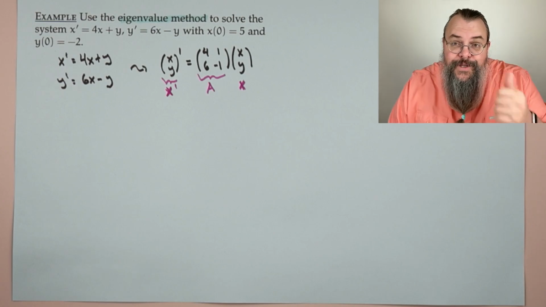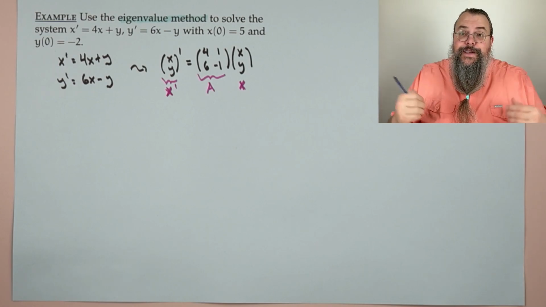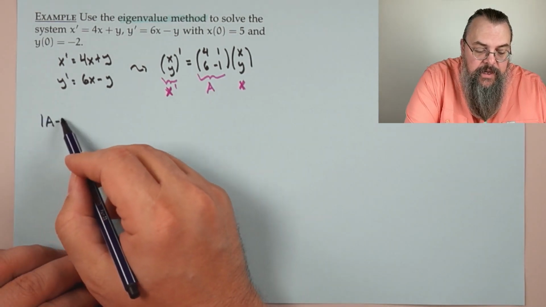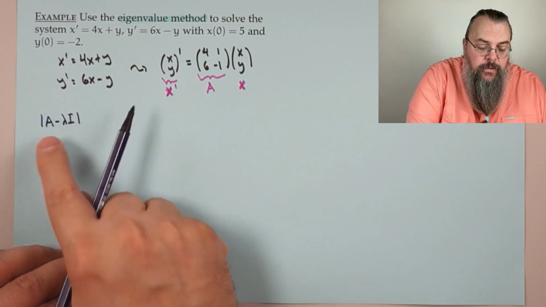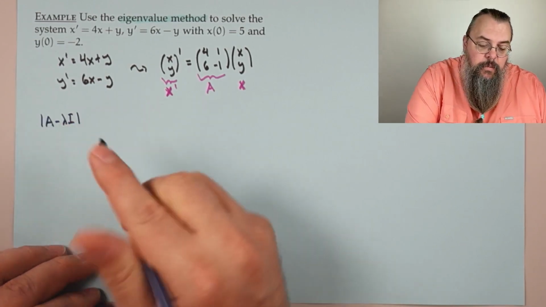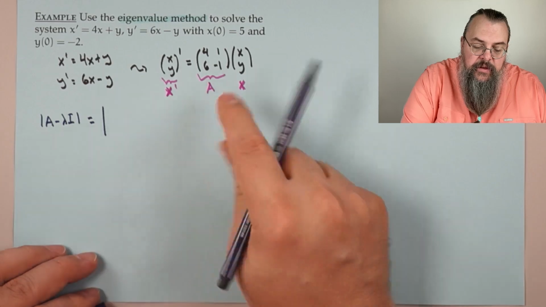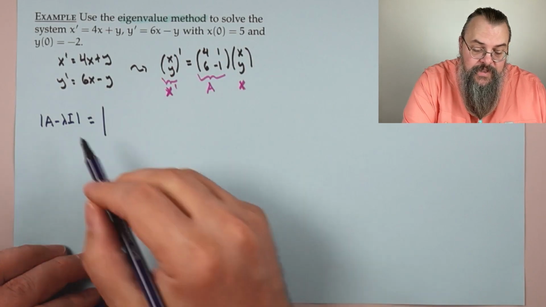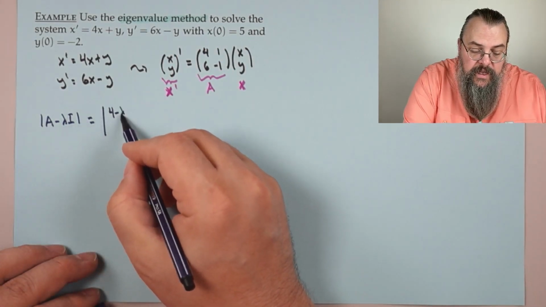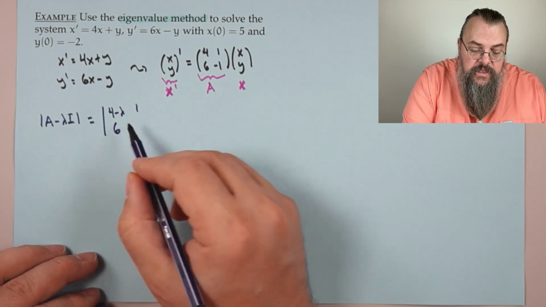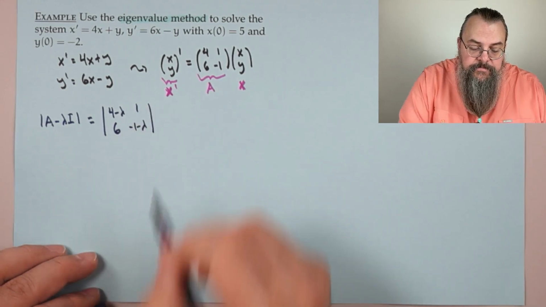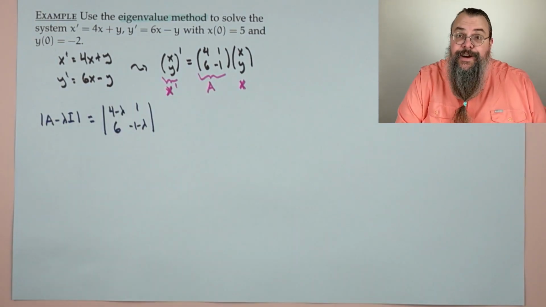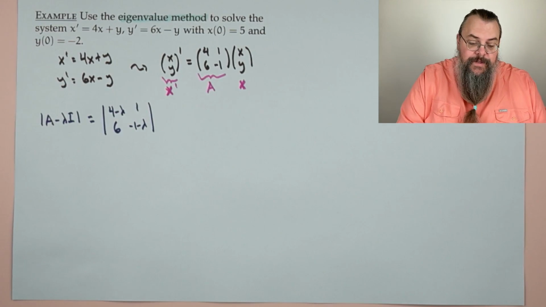So, first step, what are the eigenvalues? So we want to take the determinant of A minus lambda I. Now, when we talk about A minus lambda I, we're really saying you take your matrix A and on the diagonal terms, subtract lambda. So you'll have 4 minus lambda, 1, 6, minus 1 minus lambda. All right? So A minus lambda I means subtract lambda on the diagonals. Now we take our determinant.